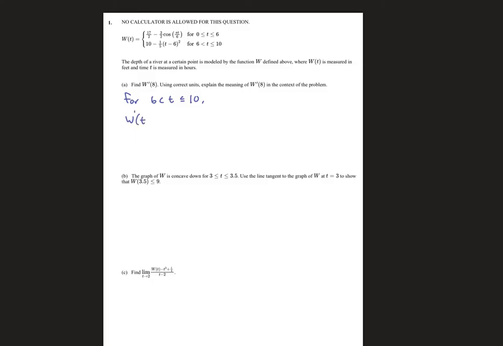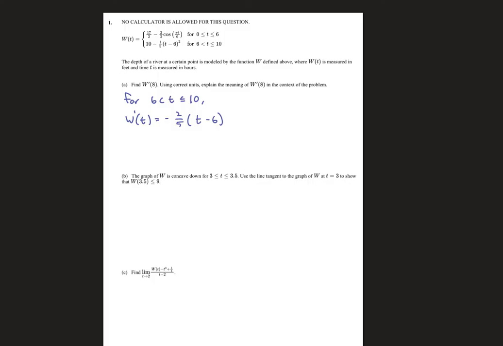W prime of t equals, okay, the derivative, you can do this different ways. The derivative of 10 is 0, so that goes away. Now we can just do the power rule. Bring this 2 out and multiply it by the -1/5, so it'll be -2/5 times t minus 6, technically to the 1 power. And there really is no chain rule needed, since the derivative of the inside is 1, so we don't have to write that.